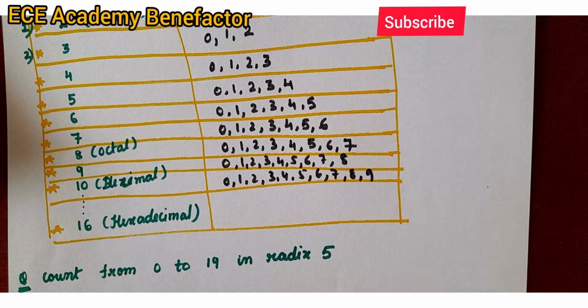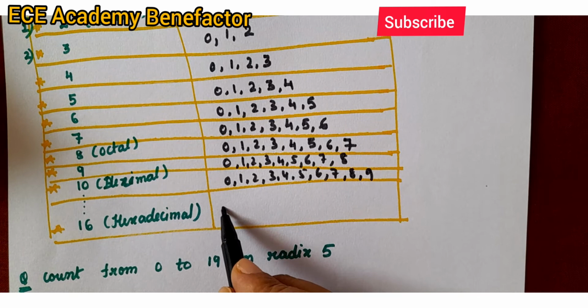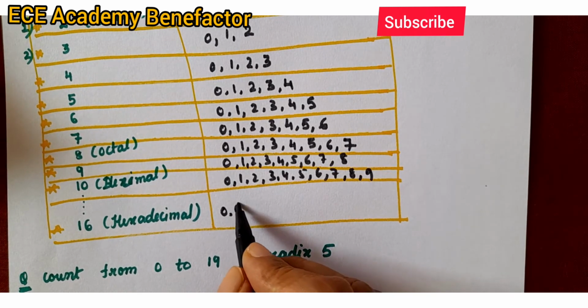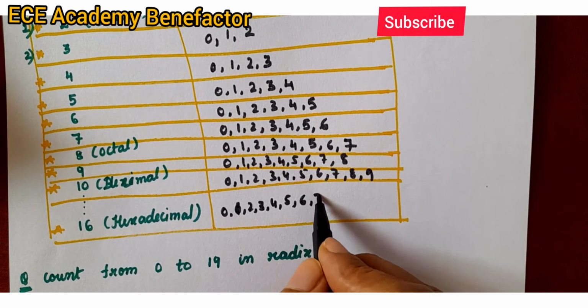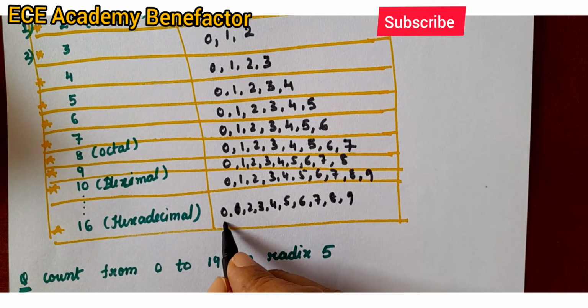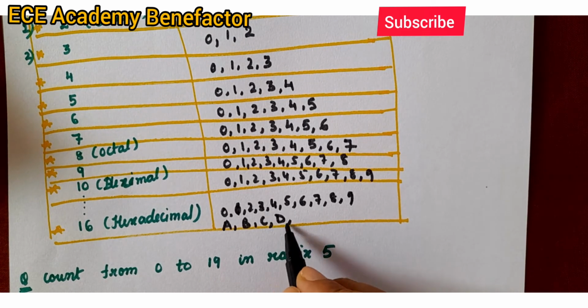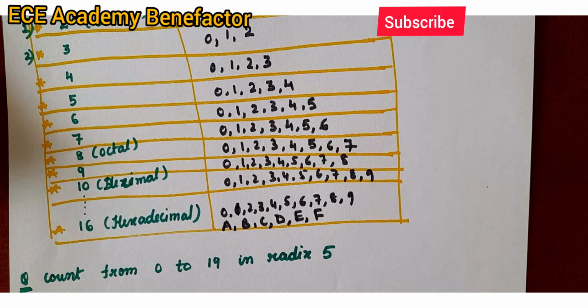Likewise, we can have it for 11, 12. If the radix is 16, the symbols used here are 0 to 9, that is 0, 1, 2, 3, 4, 5, 6, 7, 8, 9, and from 10 we use the symbols capital A, capital B, capital C, capital D, capital E, capital F for 15. So depending on the radix we have the characters used in the set.